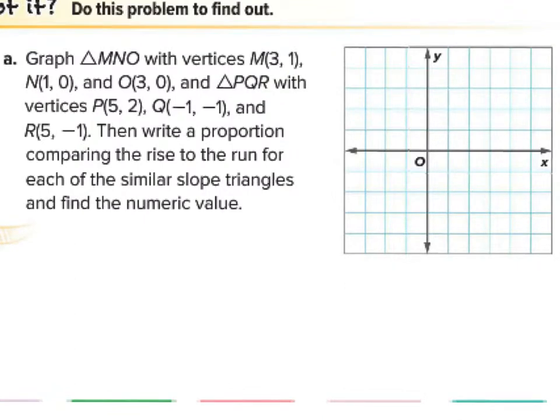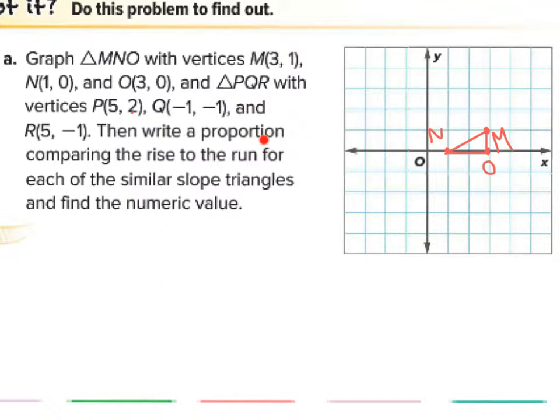Okay, I hope you're ready to check. Graph triangle MNO with vertices M(3, 1). So I will go to 3, 1 right there. Okay, that's M. N(1, 0), 1, 0 right there. Okay, so it doesn't go up. And O(3, 0). 1, 2, 3, 0 right there. That's a very small triangle. So I have M, N, O.